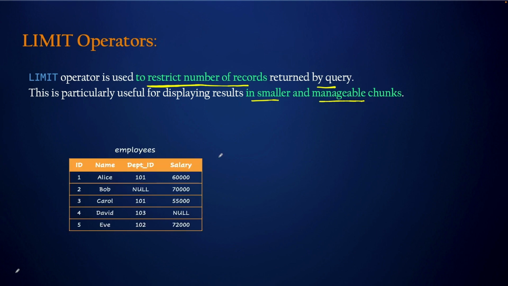Let's see the syntax for this using an example. This is again your employee table. You have IDs, names, department ID, and salaries. Your syntax is you are selecting all columns from your employees table, and you are saying limit 3. You are just asking to show only 3 records. Now it will show only the first 3 records.